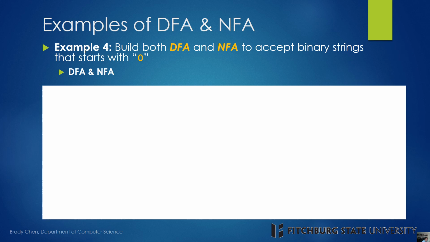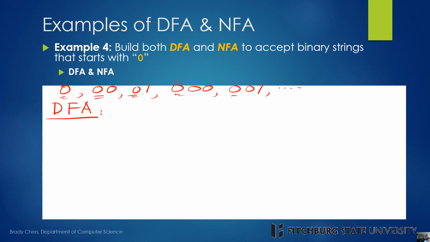Okay, let's take a look at another example. Build both DFA and NFA to accept the binary strings that start with 0. Okay, let's first look at the DFA. So we want to build a DFA to accept a binary string that starts with 0. So strings like 0, 00, 01, 000, 001 are all strings that the machine can accept, right? Because they all start with 0.